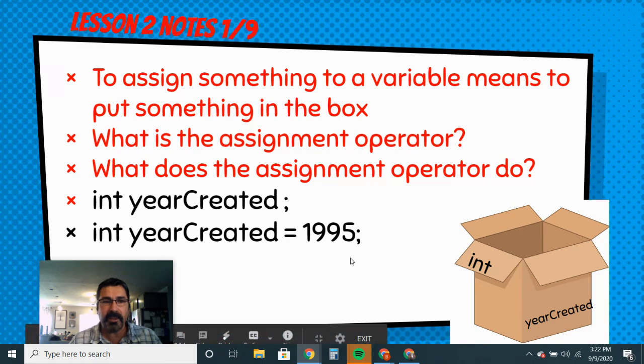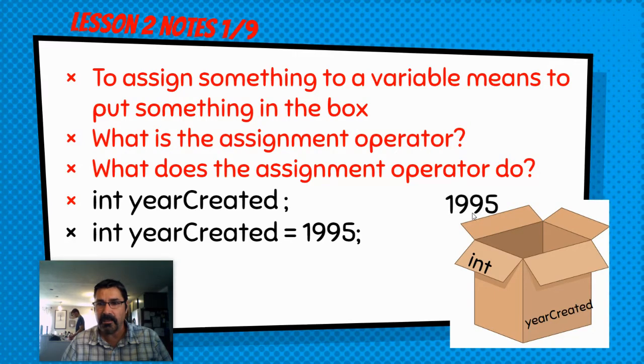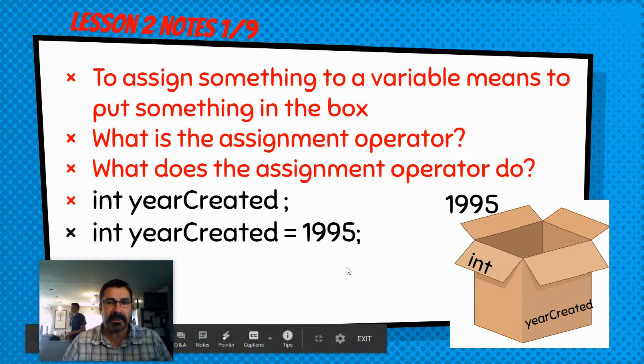What does the assignment operator do? It puts something in the box. So, for example, if I said int yearCreated, it's just going to make a box called yearCreated, and the only thing that can go into the box is an integer or a whole number, right? But right now the box is empty. That's what would happen if I ran this line. If I ran this line, it would actually use the assignment operator, the equals, and stick something in the box. So the 1995 is going into the box. Okay.